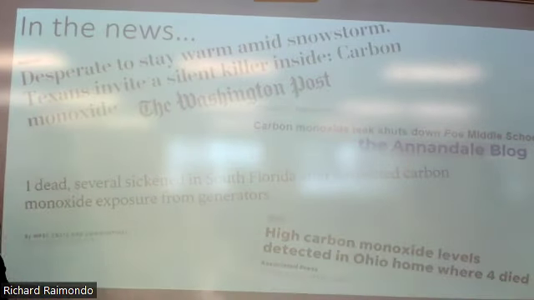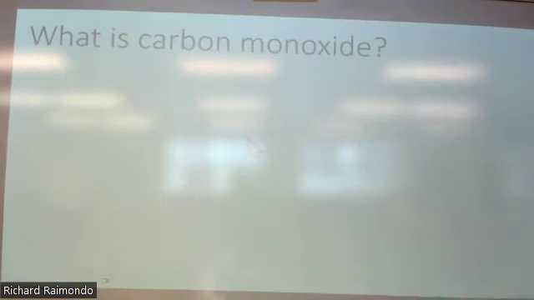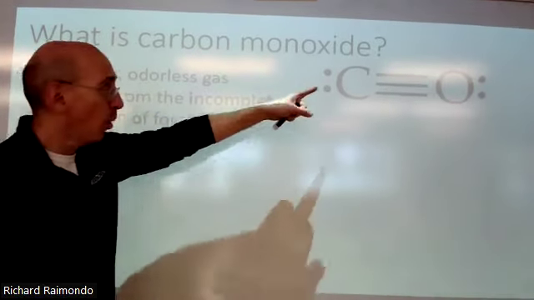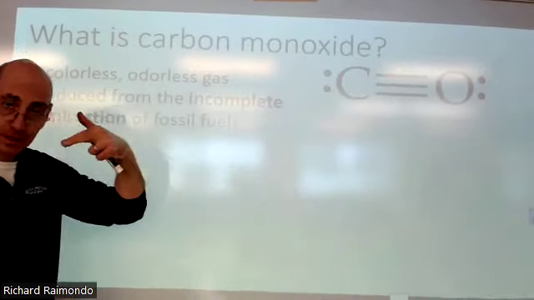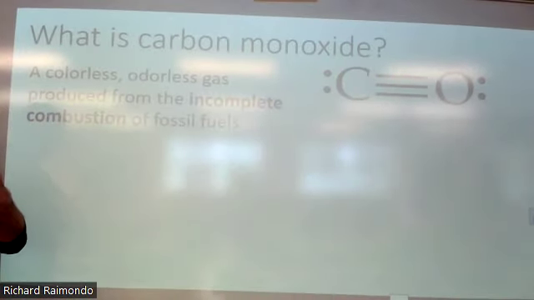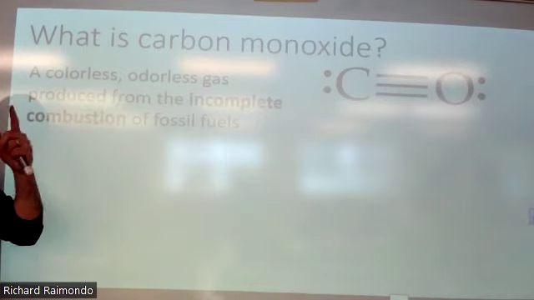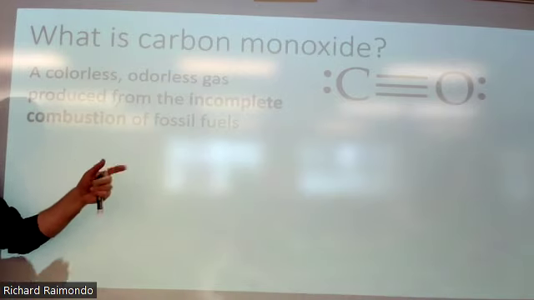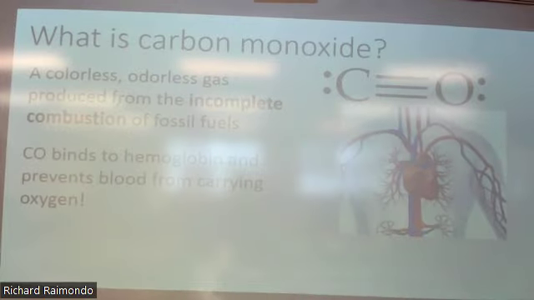So what is carbon monoxide? Where does it come from? Because not all combustion produces carbon monoxide. It's just like the formula says: one carbon, one oxygen, triple bonded. It's got a lot of energy in that bond. Odorless and colorless, and we produce it when we incompletely combust fuels. So we have to talk about incomplete versus complete combustion.